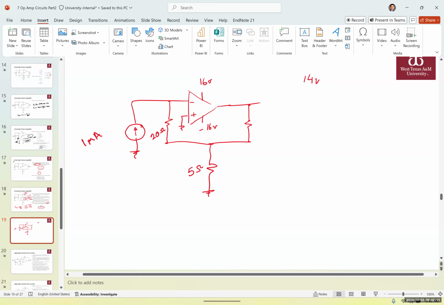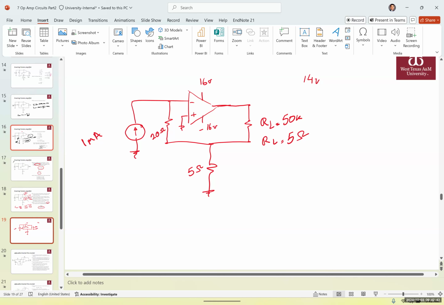And we have two scenarios. In the first scenario, RL is 5K. In the second scenario, or let's make it 50K, RL is 50K. And then we replace RL with 5 ohms.